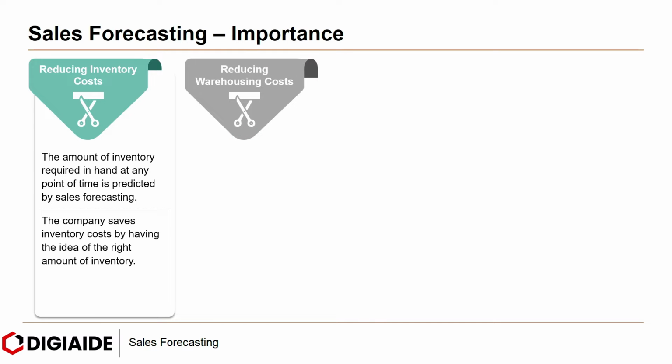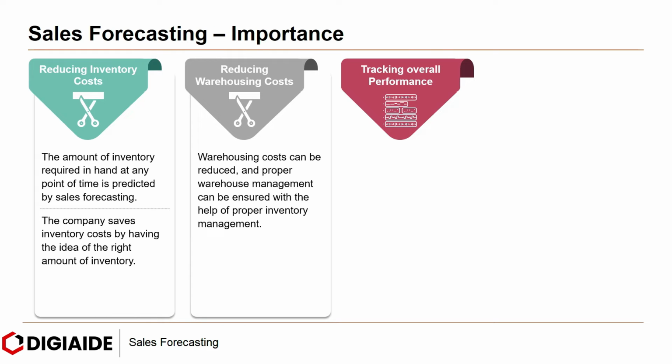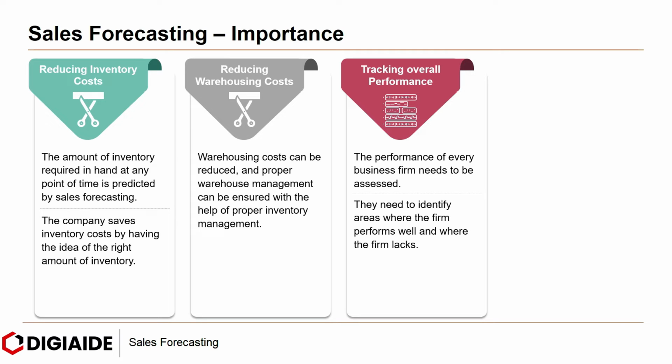Next, reducing warehousing cost. Warehousing cost can be reduced and proper warehouse management can be ensured with the help of proper inventory management. Next, it also helps in tracking overall performance. The performance of every business firm needs to be assessed. They need to identify areas where the firm performs well and where the firm lacks. Sales forecasting keeps a check by comparing the actual demand with the firm's expectation.